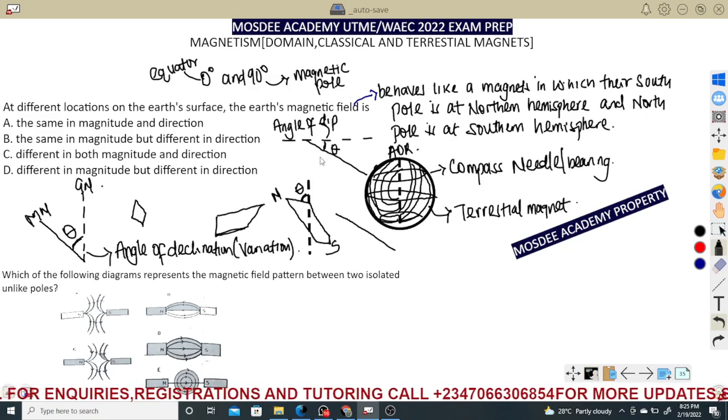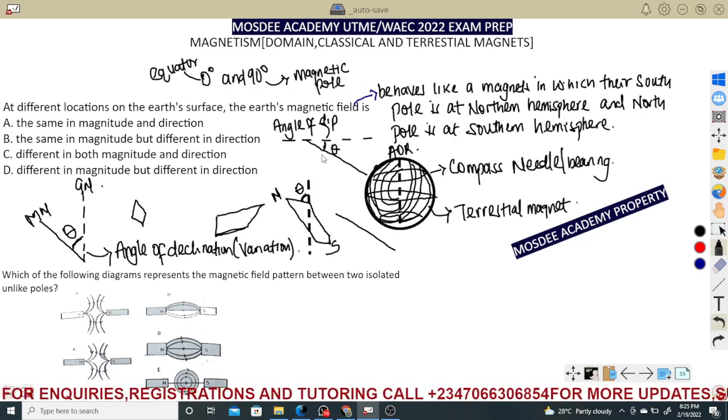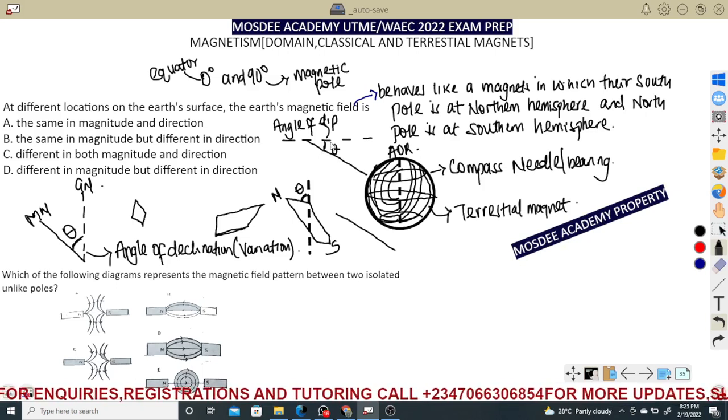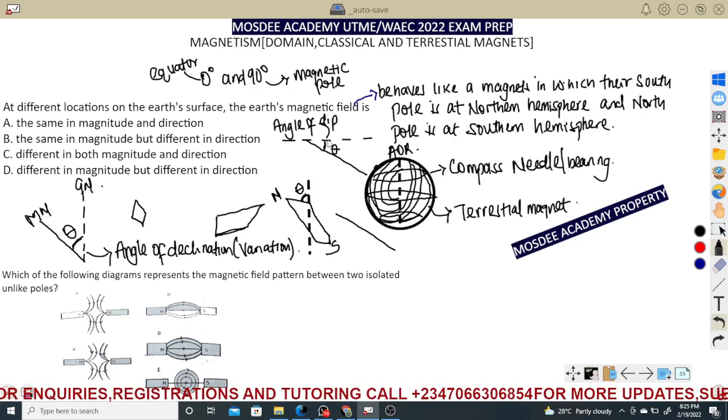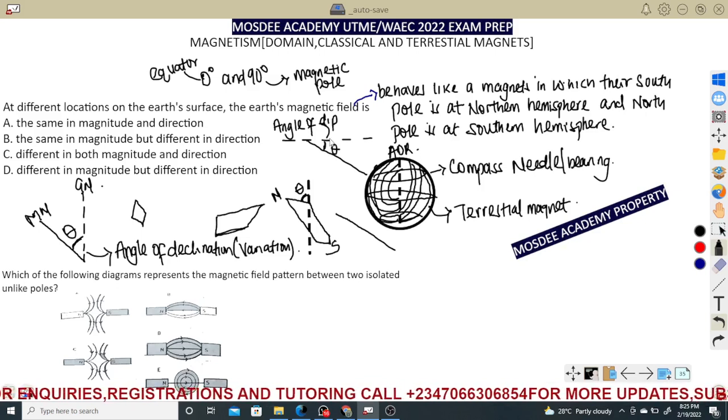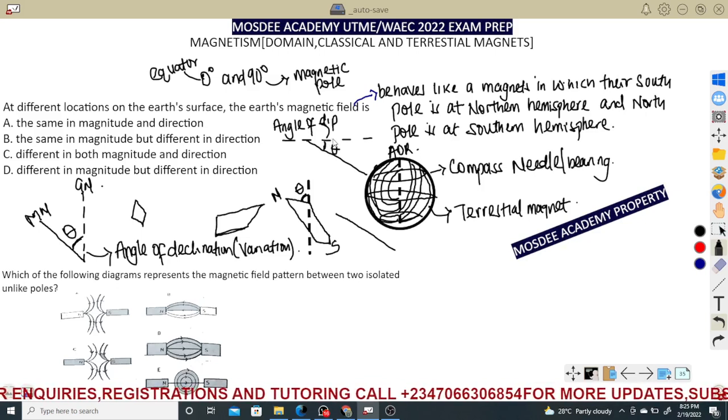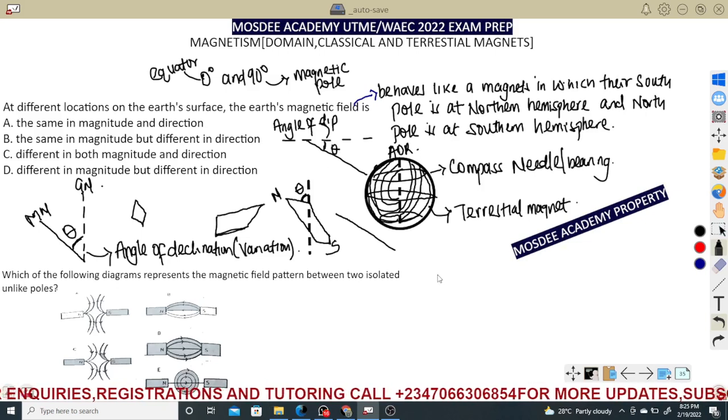Lines of the same dip are called isoclinic. Lines of the same dip I call isoclinic, because I think I've seen questions like that. Lines of the same dip are called isoclinic. Please always keep that at the back of your mind. So I won't say more than that.